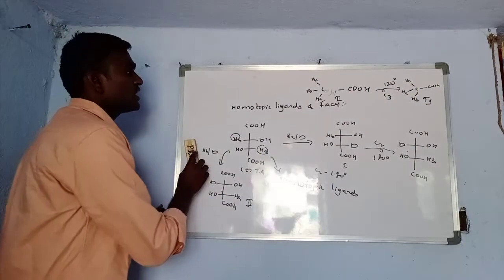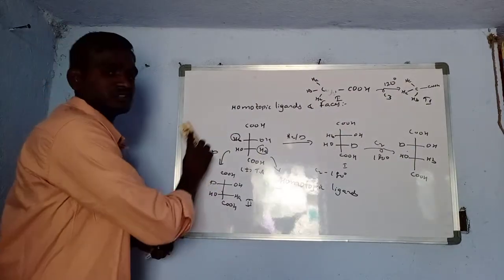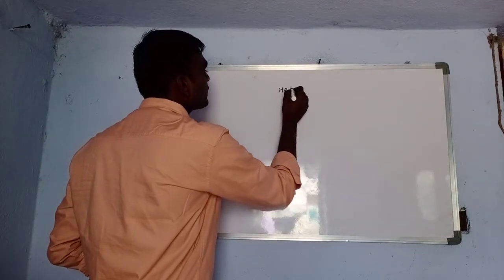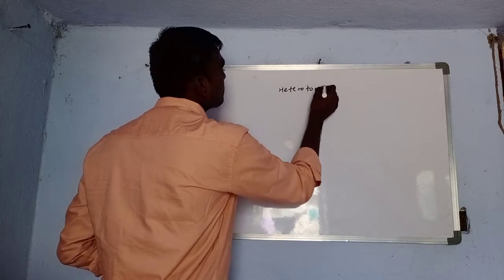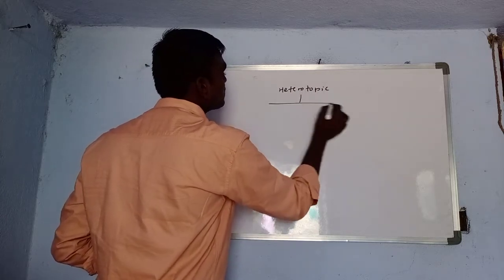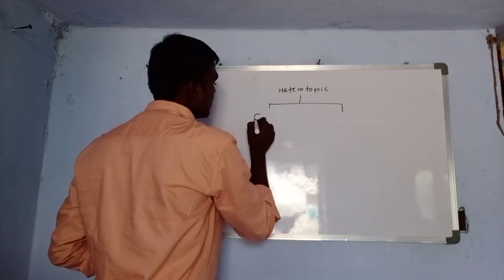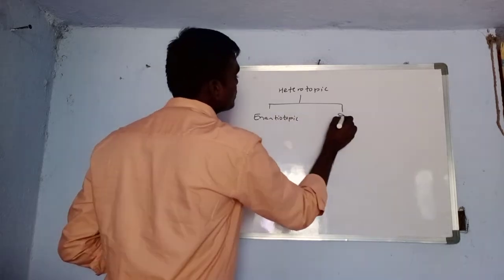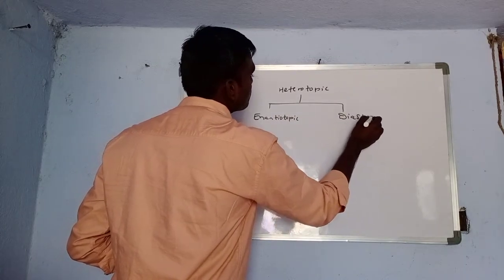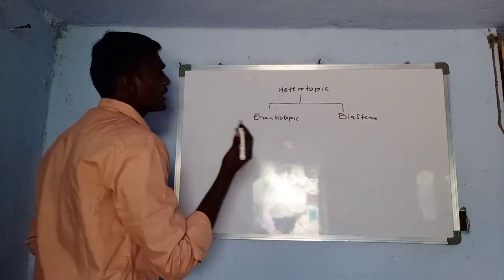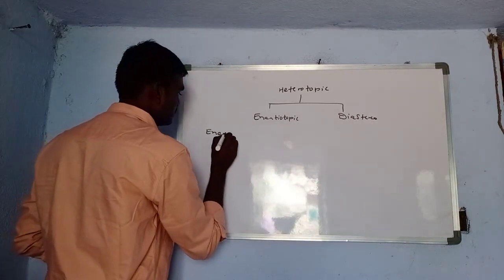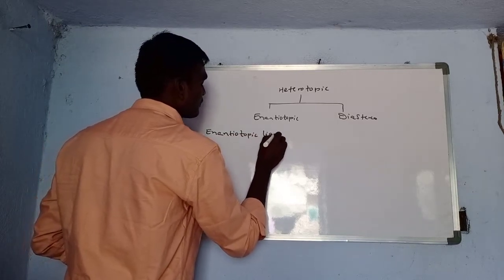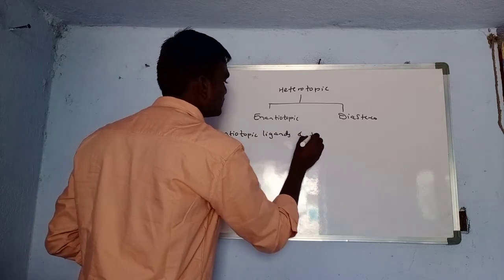Next we are seeing the anisotopic ligands and phases, that is nothing but heterotopic ligands and phases. Heterotopic ligands are of two types, that is enantiotopic and diastereotopic. Let's see what the enantiotopic ligands and phases are.